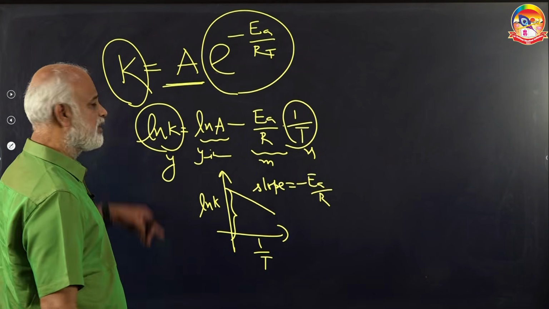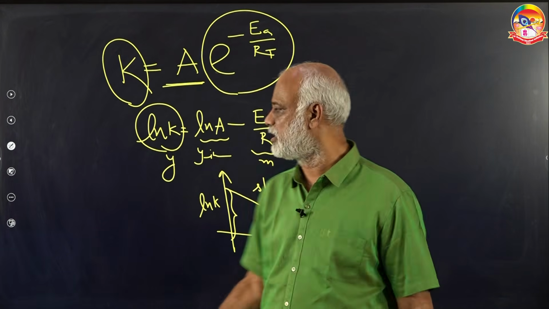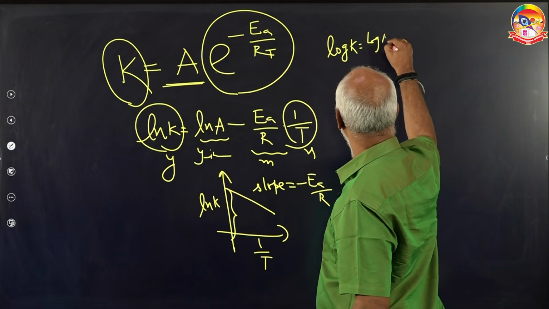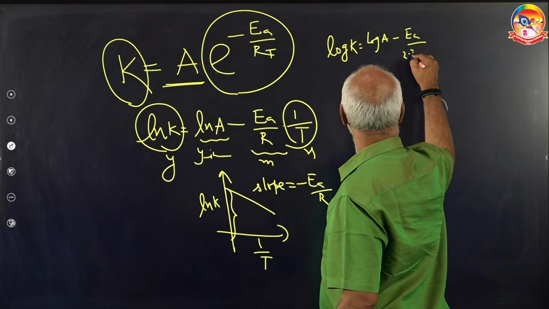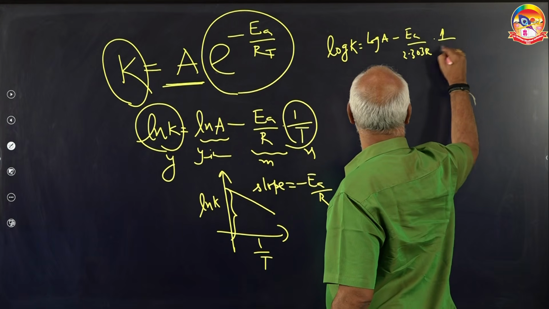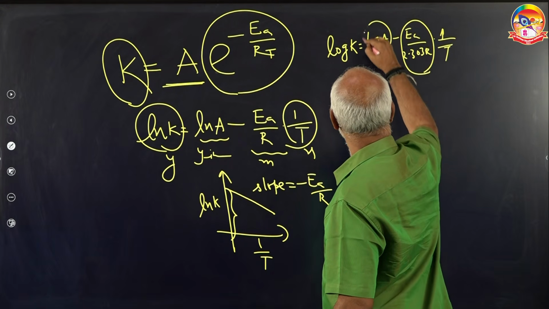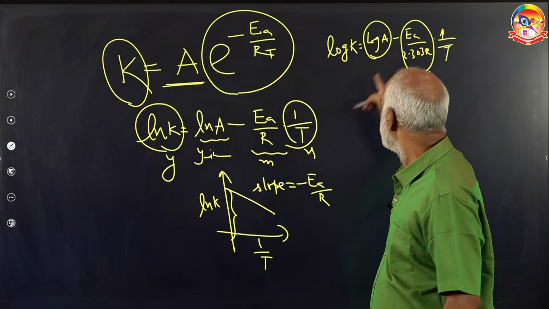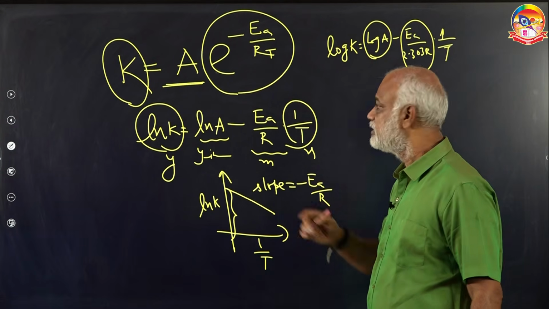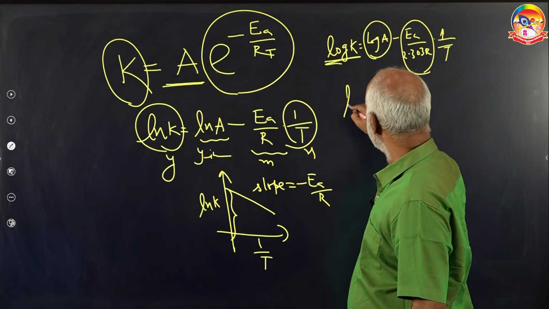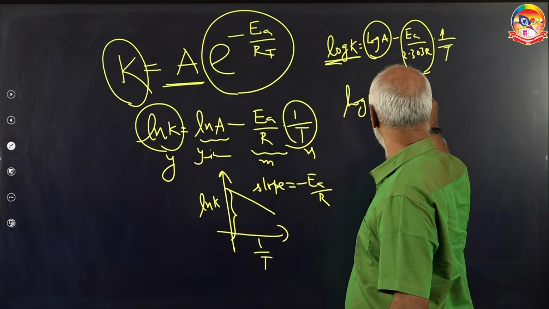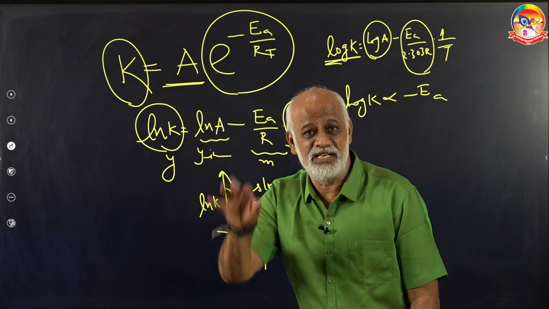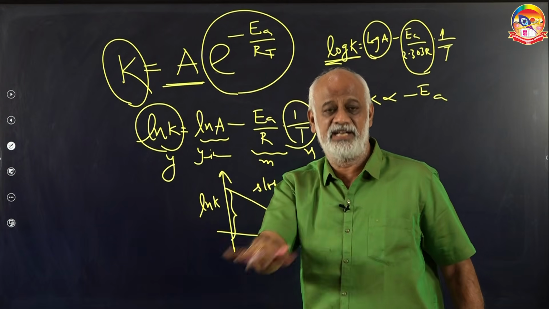Then the question comes, if the same is written in base 10 logarithms, how to write it? It will become log k is equal to log A minus EA by 2.303 R into 1 by T. This will be the slope, this will be the intercept. Instead of ln A, log A; instead of minus EA by R, it will be minus EA by 2.303 R. You can very clearly see log K is proportional to minus EA. Greater the activation energy, lesser the rate constant, lesser the rate.